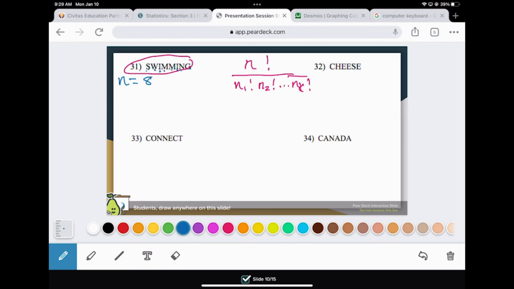1, 2, 3, 4, 5, 6, 7, 8. Yeah. Now, what I'm going to do is count for each letter. I have S, 1 S. So that would be number 1. I'm looking at W. There's 1 W. But if I look at I, I have 2 I.